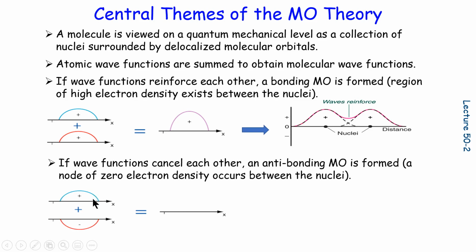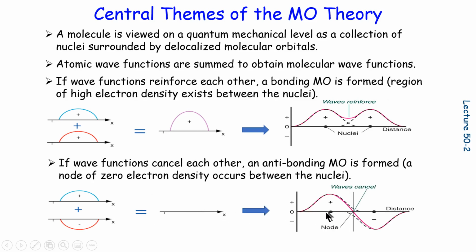On the other hand, if two wave functions cancel each other, you don't have a wave anymore. And then there's no electron density. You see right here, there's no electron density between the two nuclei, unlike here, where there's a pretty high electron density. So therefore, when wave functions cancel each other, it will result in anti-bonding molecular orbitals.